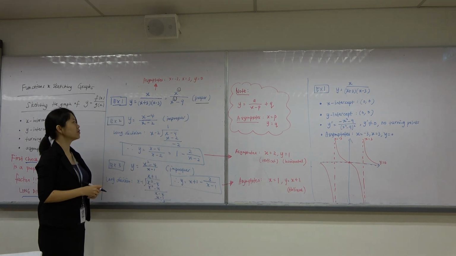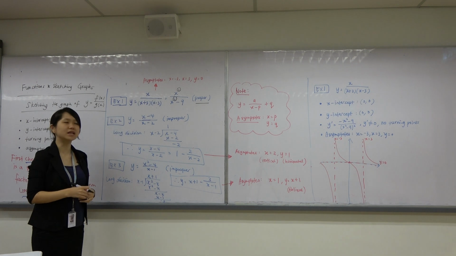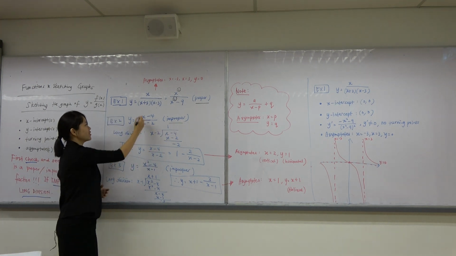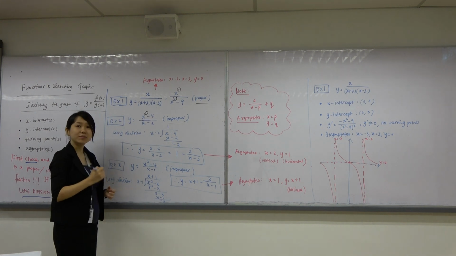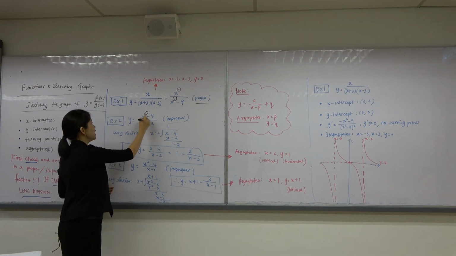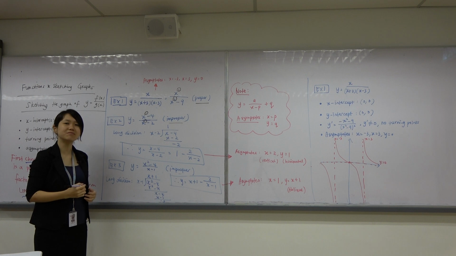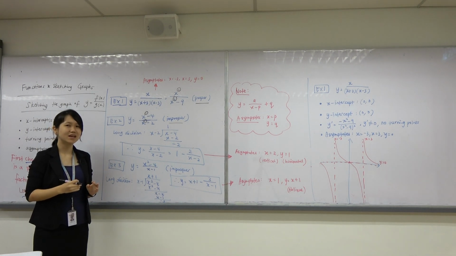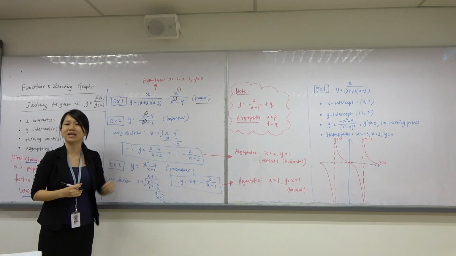Second, you have y equals x minus 4 over x minus 2, and I call this the improper fraction. Why is it improper? Because the numerator has the highest power of 1 and the denominator has the highest power of 1. When it is the same power on top and bottom, you call it an improper fraction, hence long division is necessary to rewrite the fraction into another form.